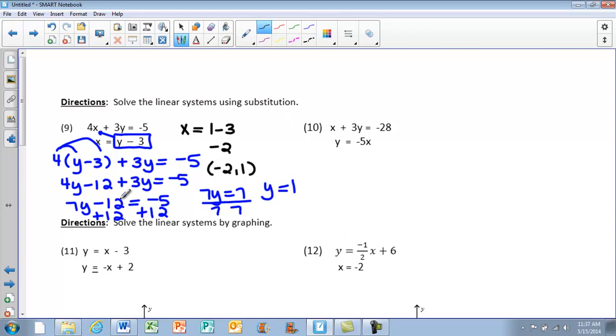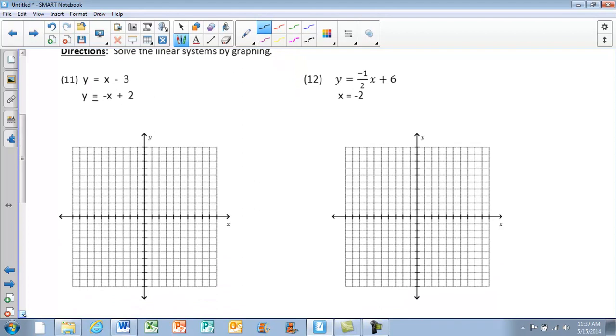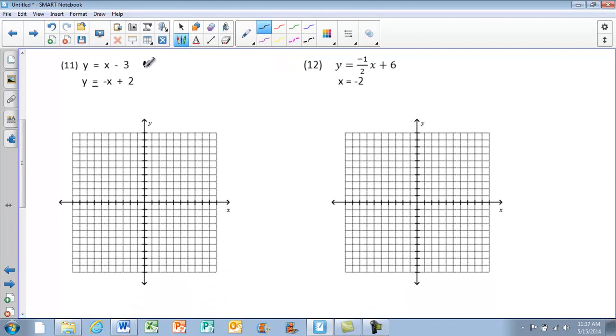All right, jumping down to our next section, we are going to solve by graphing. So remember, the easiest thing to do is list out your m and your b. So in this first equation, my slope is 1 over 1. And my b, or my y-intercept, is going to be at 0, negative 3. So I'm going to start there. Remember, you begin at 0, negative 3. And then I'm going to go up 1, over 1, up 1, over 1, up 1, over 1. So my graph should look something like this. I'm going to try and draw this as straight as I possibly can.